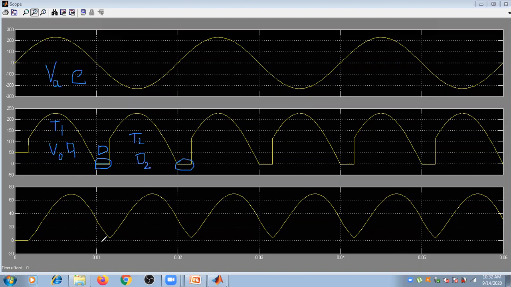Okay, and this is continuous conduction mode. You can observe this I naught curve. This is the 0 line. You can observe it is not touching 0 anywhere, which means this is continuous conduction operation. These are the theoretical waveforms that we have seen for the full semi converter. I'll show you.